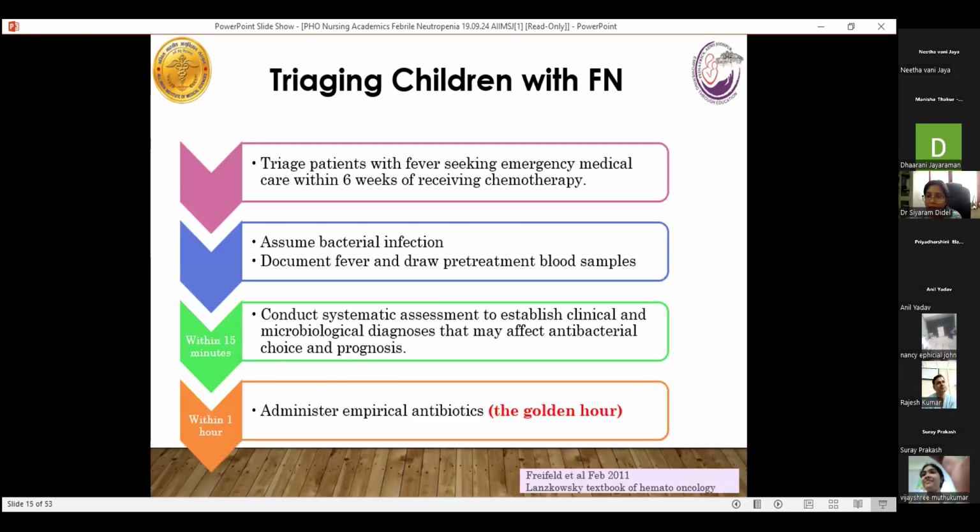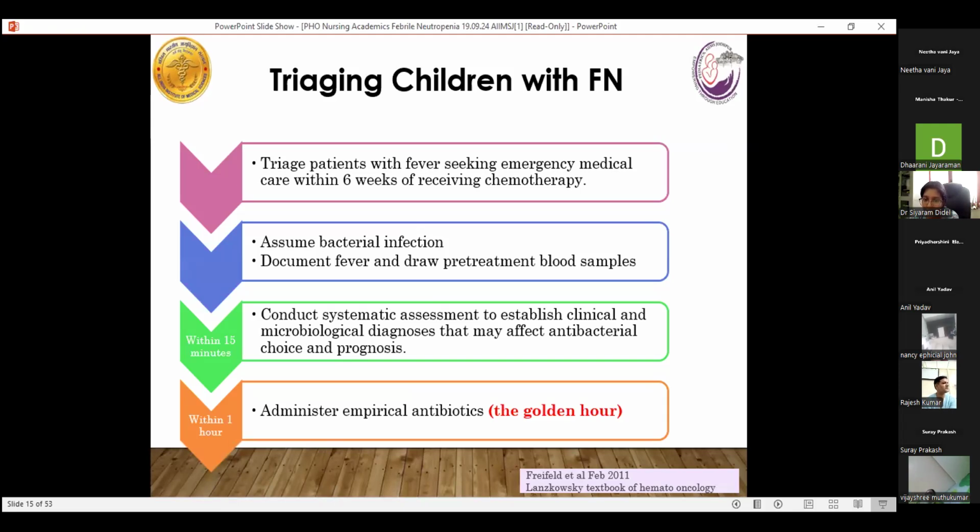Now, how do we triage children with FN? A child with febrile neutropenia can present either to the OPD or to emergency, or if there is a daycare that is being set up in the institute, the child can present to daycare also. So first thing we have to see is that if a child presents with fever and has received chemotherapy in the past 6 weeks, we have to consider it as febrile neutropenia and assume that there is a bacterial infection that is ongoing.